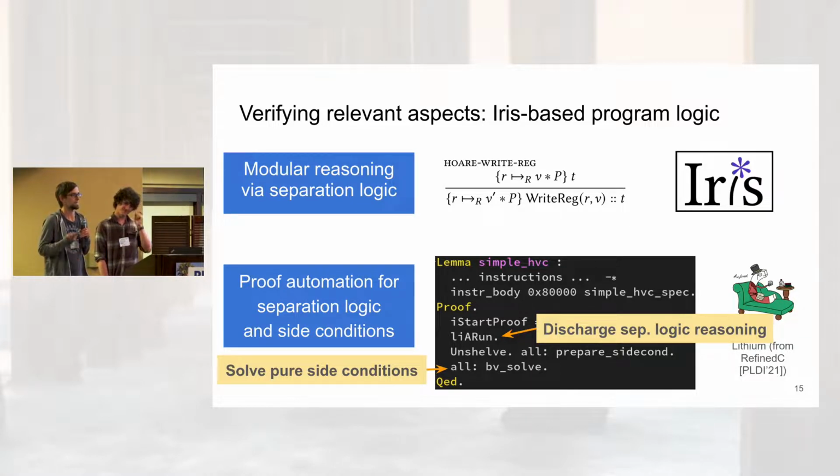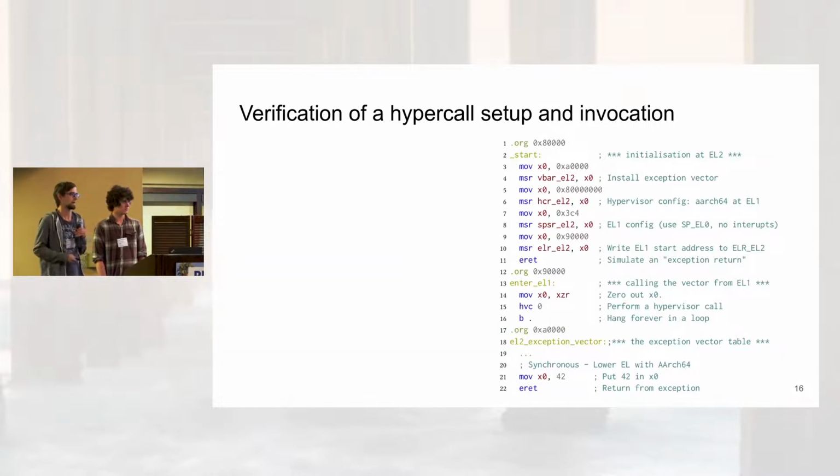So now we've seen these two parts of Islaris. We've seen Isla and the Iris-based program logic, but what interesting stuff can we do with this? So here I want to just briefly show you an interesting example that we verified using Islaris. So this is some code which first installs an exception vector, and then calls that exception vector. And there's a lot of interaction with the architecture state happening in this example.